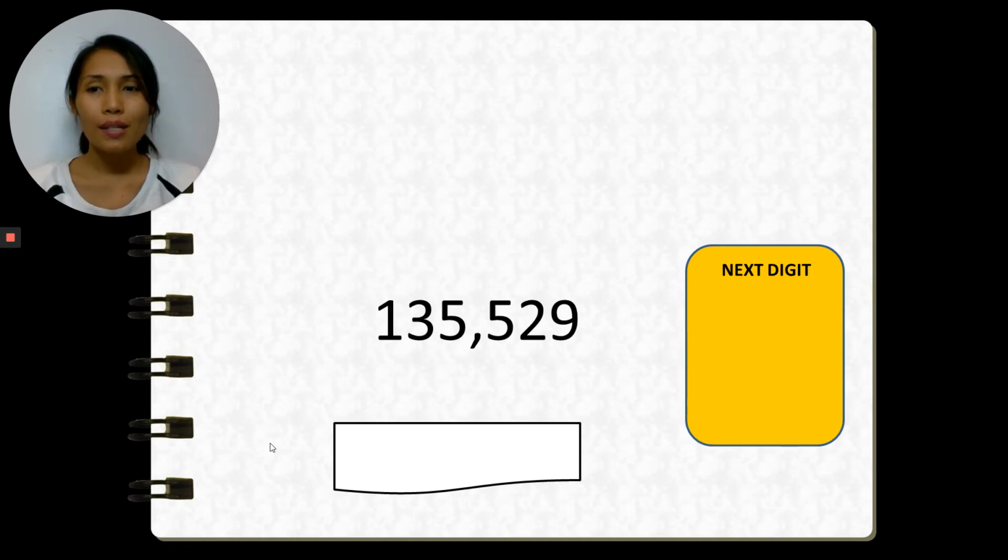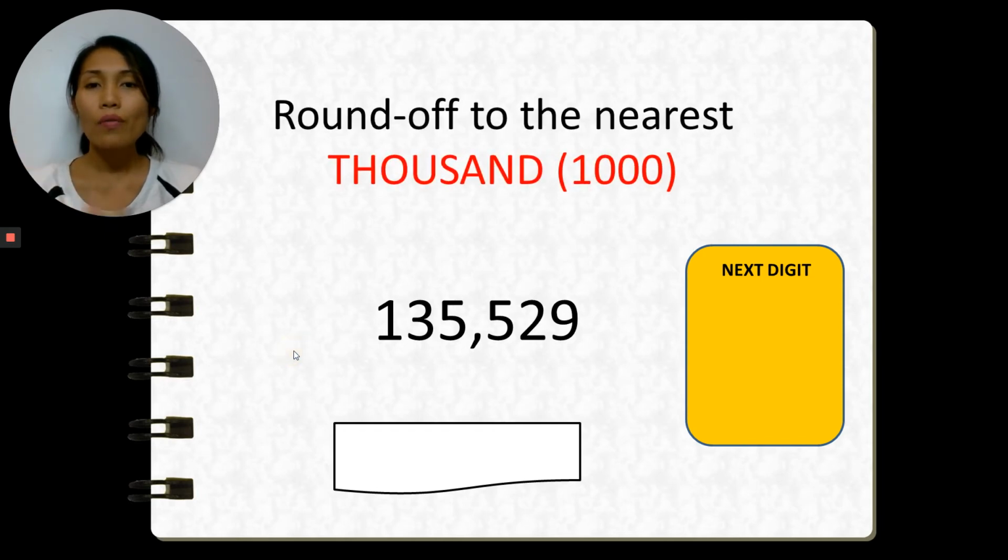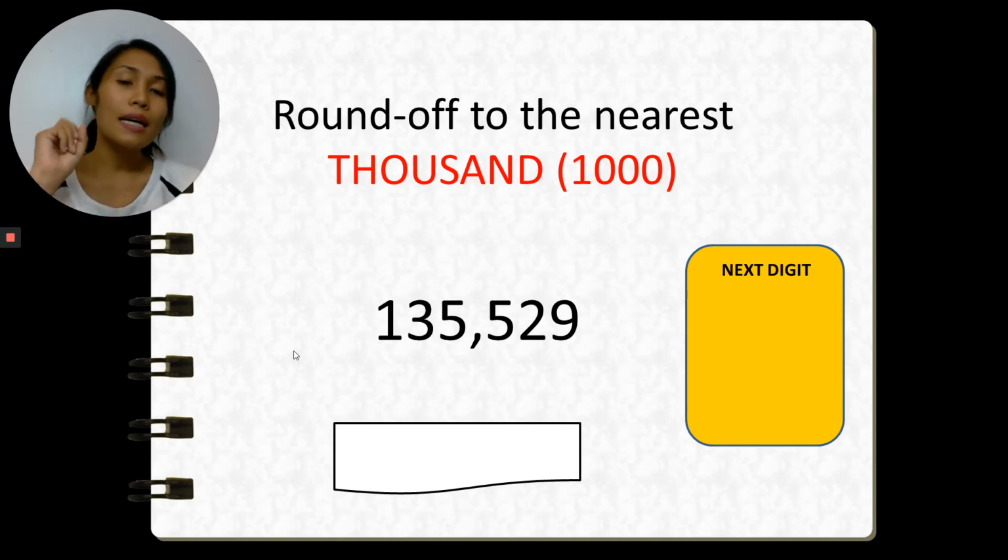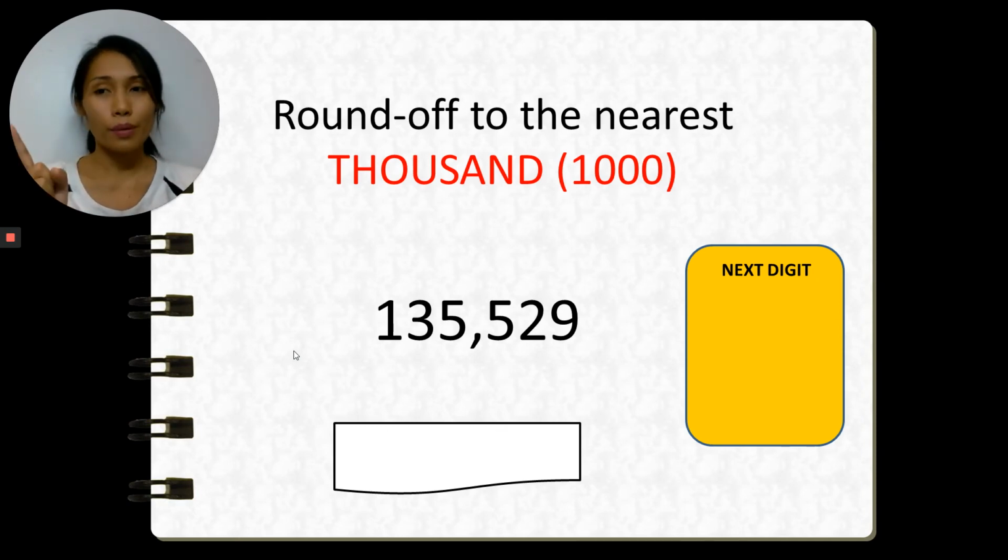135,529. Oh, okay, this is a bigger number now. Now let's see. We will round off this number to the nearest 1,000. Okay, so first, rule number 1, decide which number you're going to copy. 1,000 is where? What digit?